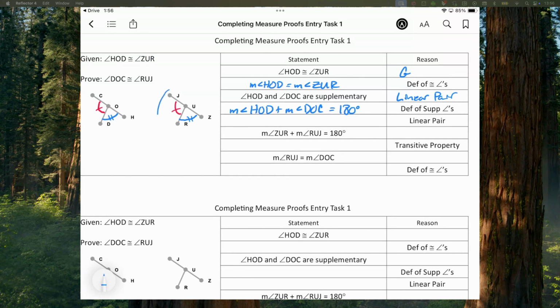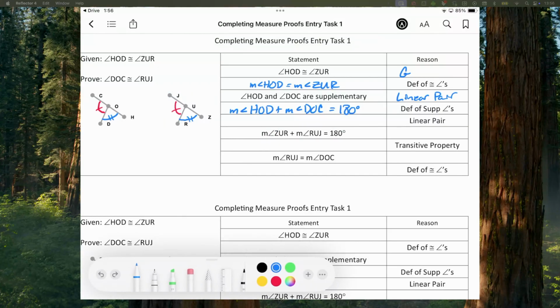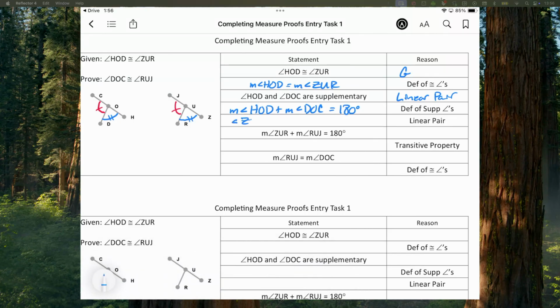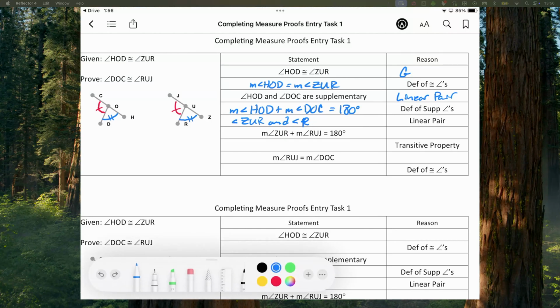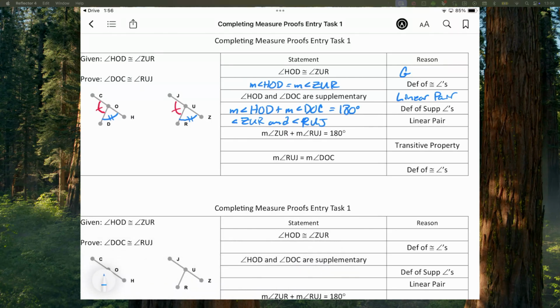Now the other one, we're going to have a linear pair over here. And I want to look down here because I want to name it the same, so that I don't get confused. So we're going to say ZUR and RUJ are supplementary because they're a linear pair. Their measures add to be 180 degrees because of definition of supplementary angles.